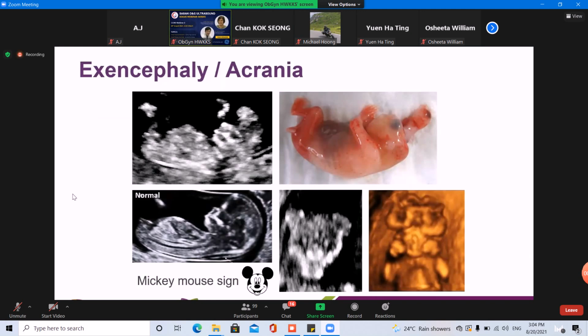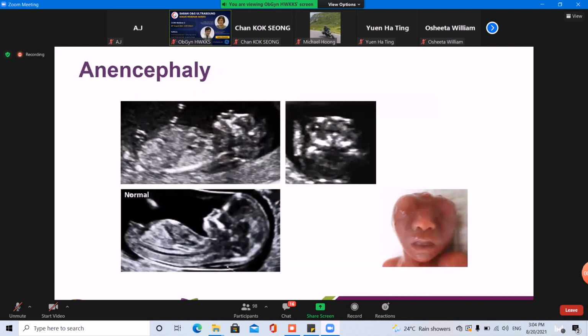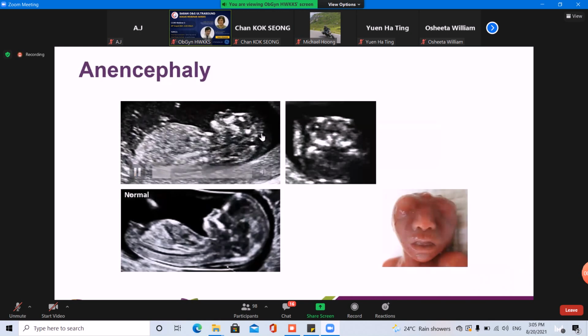So this is the hypothesis for you to compare with. And as I have already told you, I don't have a second trimester example. So this is the late first trimester example that I can show you of a case with anencephaly. Now, this is a normal for you to compare with.